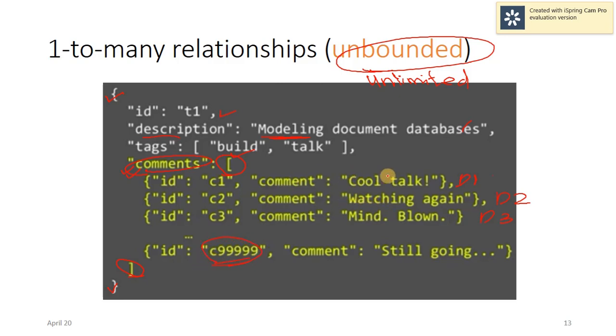So that is why you are going to have this value of curly bracket. This is unbounded because if you have a video on YouTube or Facebook, you are going to have comments, right? And these comments will be unlimited.